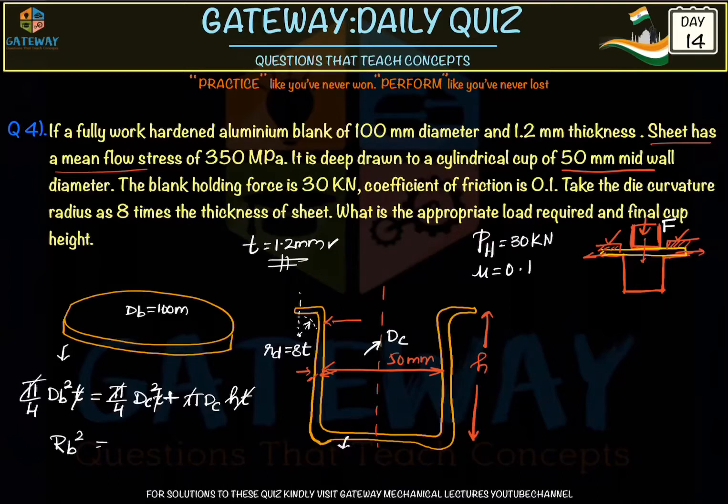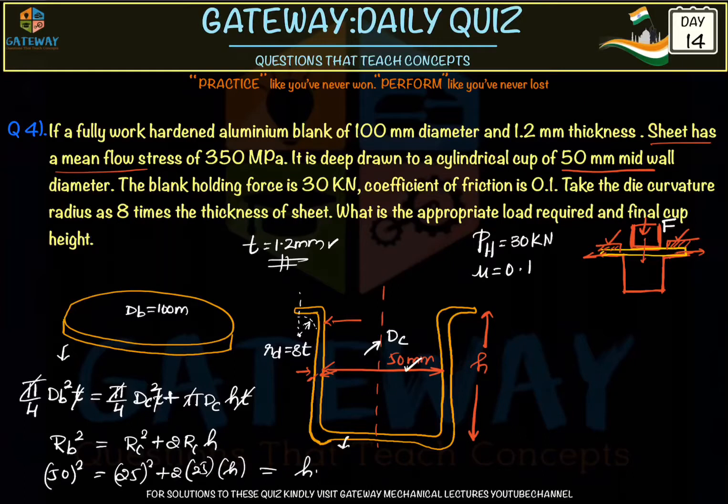If we take it in terms of radius, rb square is equal to rc square plus 2 times rc into h. Generally rb was given in the question as 50, so 50 square is equal to, the dc is 50 mm, so rc will be half of that, 25 square plus 2 times 25 into h. From this we get the height of the cup formed as 37.5 mm, and this is one of the answers asked in the question.